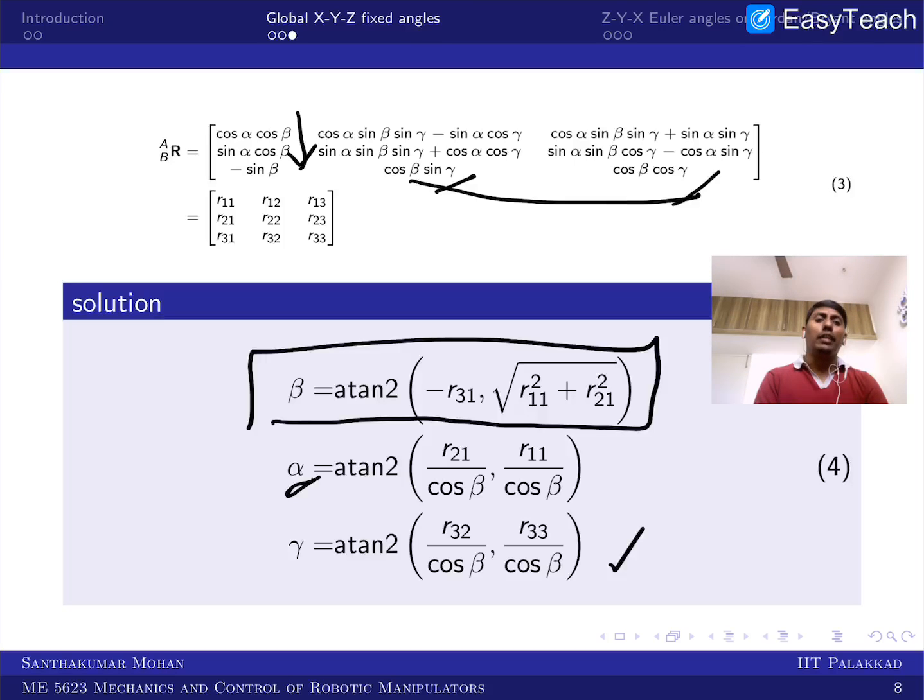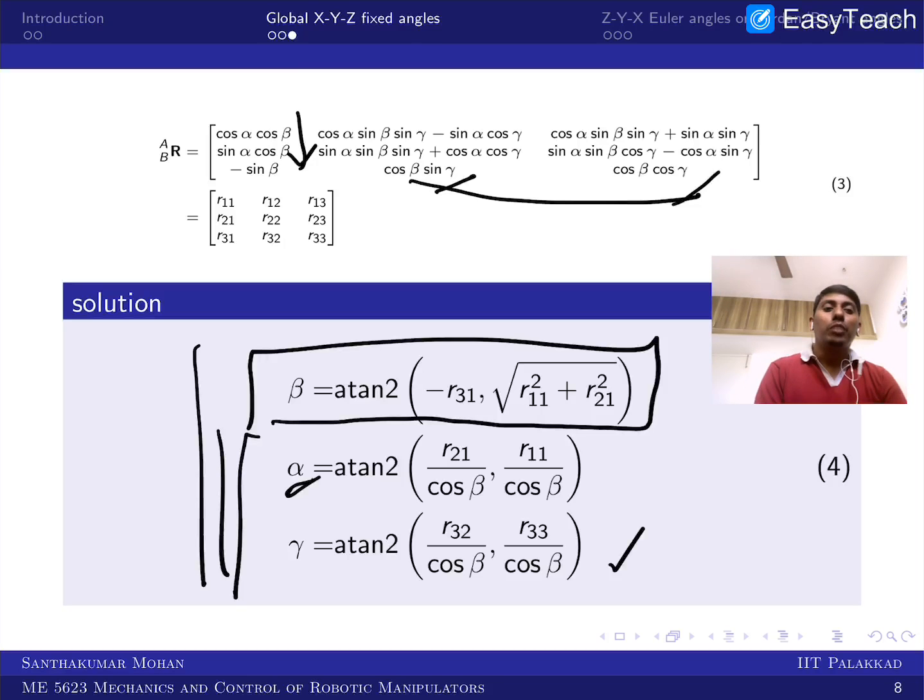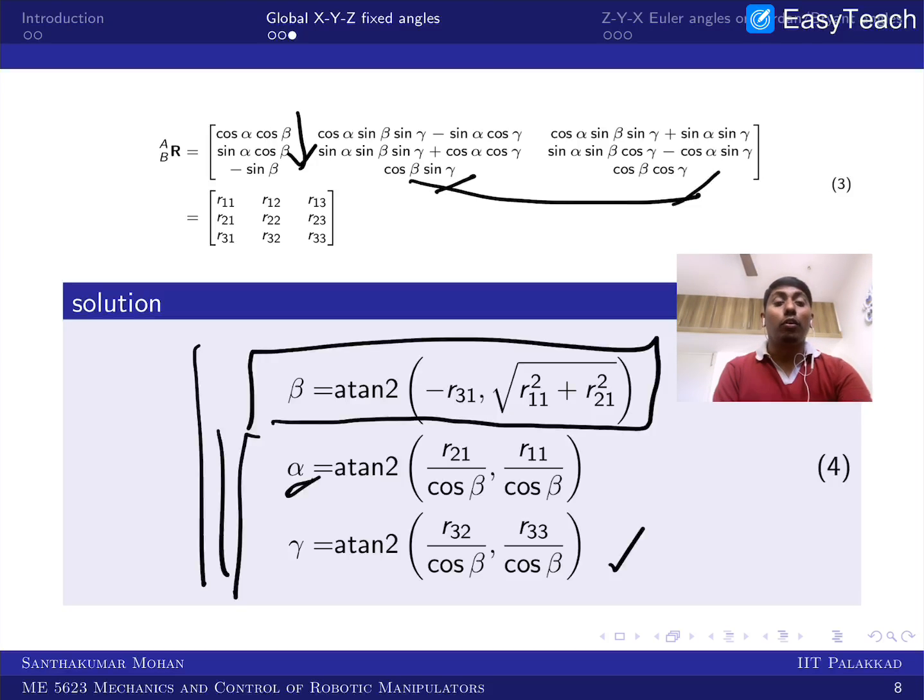Like that I can get the solution. And beta can be 90 degrees, then you can use a different way, because cos beta is 0, then it would be undefined, right? So for that we will use some other relation. That's what we are doing. But in this particular class, that is not our interest.